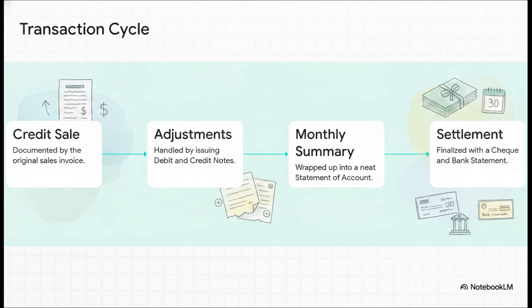So, let's take a step back and look at the whole picture we've just built. We've tracked a completely logical, step-by-step life cycle. Step 1 is the credit sale, documented by the invoice. Step 2 handles any hiccups or returns using debit and credit notes. Step 3 wraps up the month's activity into a neat little statement of account. And Step 4 finalizes the journey with a payment via check, which is ultimately verified by the bank statement. Every single document logically triggers the very next one.